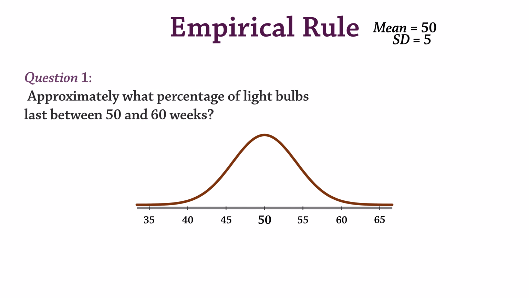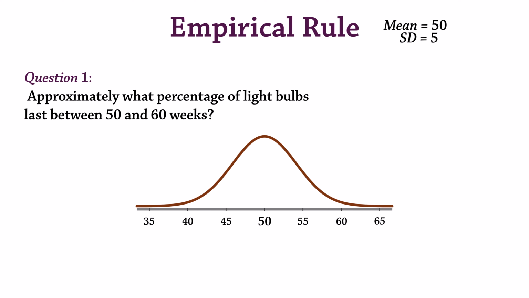Now for our first question. We need the percentage of bulbs that last between 50 and 60 weeks. We already know that the range from 40 to 60 is within 2 standard deviations, which represents approximately 95% of the data. Due to symmetry, the section from 50 to 60 is exactly the right half of the 95% block. So we divide 95% by 2 to get 47.5%.